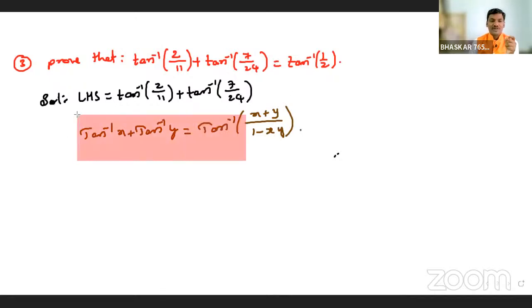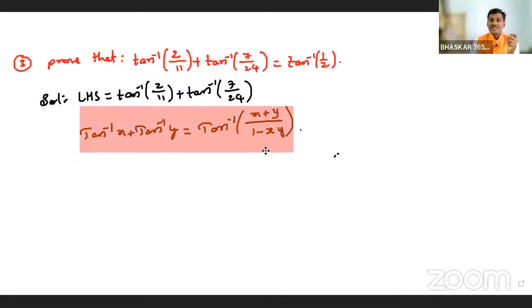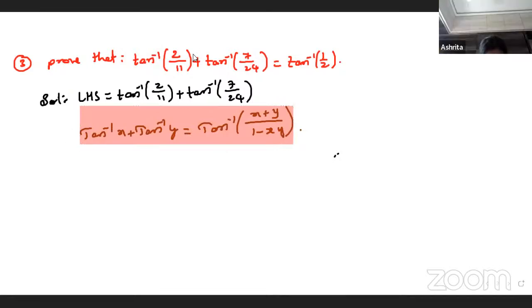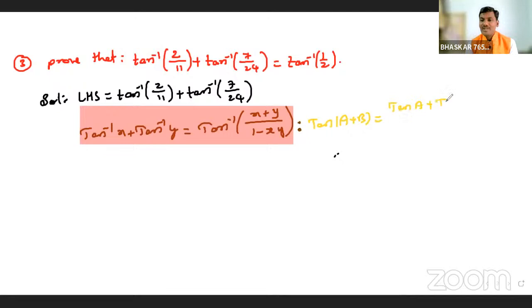Just repeat the formula once again, ma. Tan inverse x plus tan inverse y is equal to tan inverse of (x plus y) divided by (1 minus xy). So how to remember this a little bit easily: you can remember the basic formula, tan a plus b. Do you know the tan a plus b formula? No, sir. Okay, tan a plus b is equal to (tan a plus tan b) whole divided by (1 minus tan a into tan b). This is the basic formula.